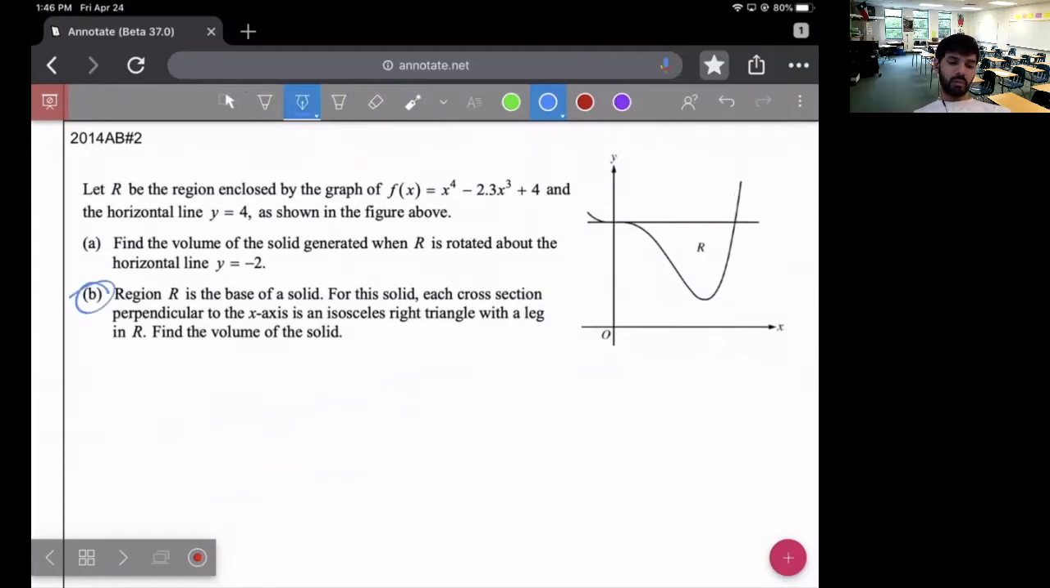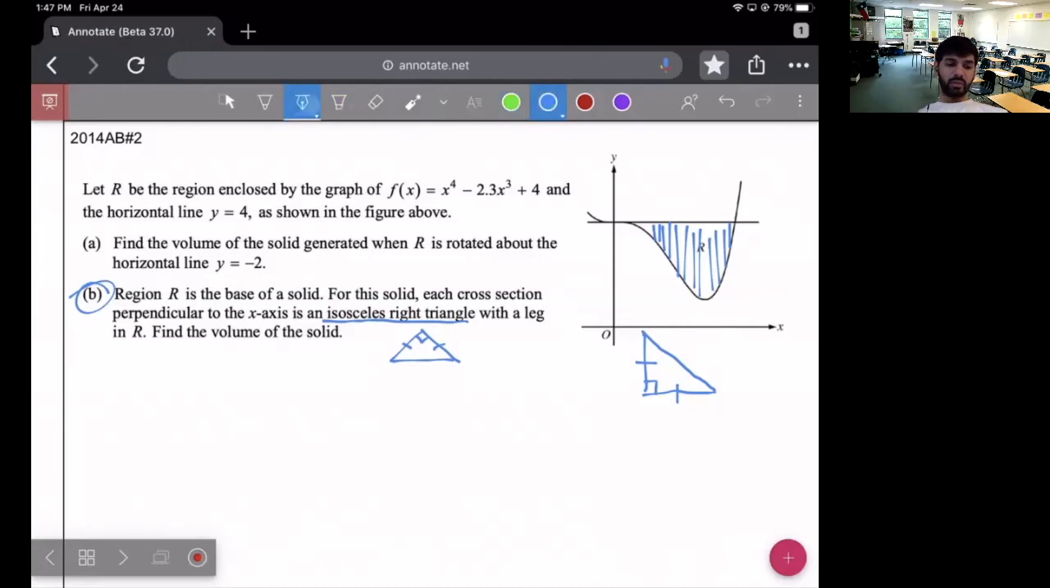Okay, this one is talking about an isosceles right triangle. So let's first think about an isosceles right triangle. It is a triangle that has two congruent sides, and it's a right triangle, so you have a right angle connecting the two congruent sides. But this problem says that one of the legs is in R, meaning the cross sections are perpendicular to the x-axis. So if I think about the bottom of this pan, the bottom is like this, and my isosceles right triangle is like that. It's still the same shape, but it's just reoriented so that the base is here.